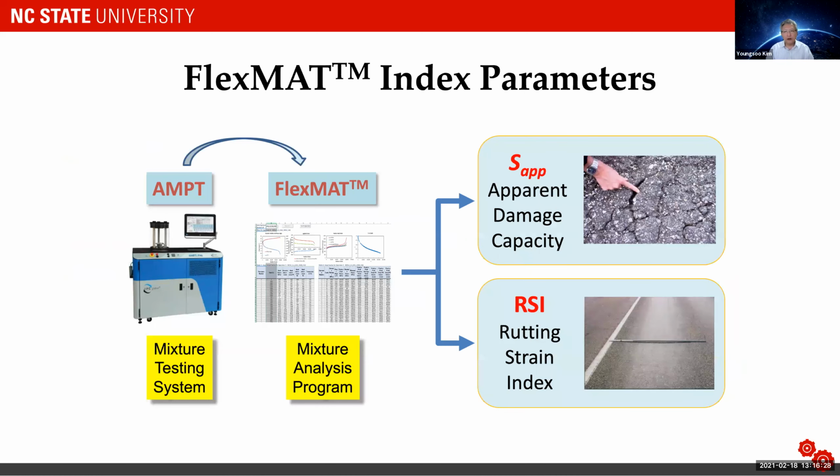So what are the index parameters? There are 2 of them, SAT for the cracking and RSI for rutting. So all you need to do is run AMPT test and then go through FlexMat, and FlexMat asks you what city you're going to evaluate these indices for. You enter the coordinates, and then you can quickly get the SAT and RSI values.